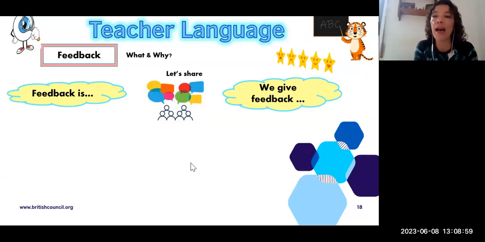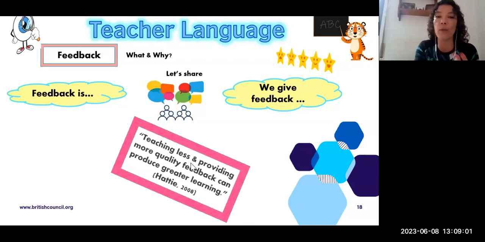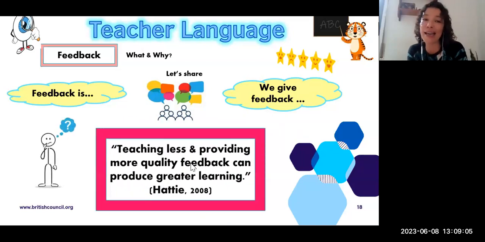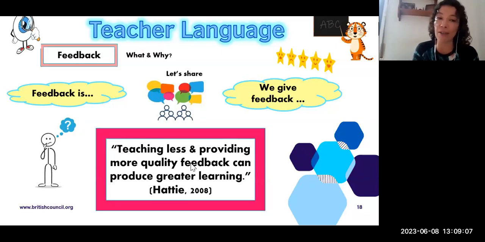Great. Lovely. I want to share this quote with you as well, and you can tell me what you think about this. So teaching less and providing more quality feedback can produce greater learning. What do you think about that? Would you agree, disagree, maybe? Exactly. Okay, lovely. Couldn't agree more. Great.